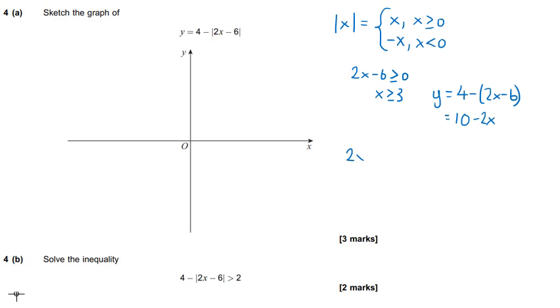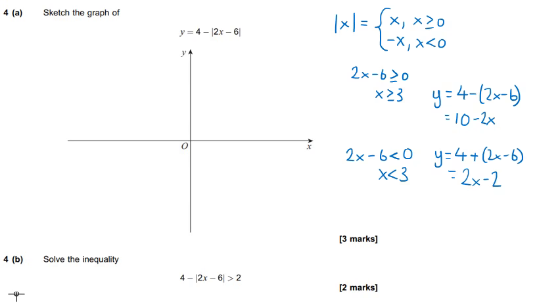In the other case, where the argument of the modulus is less than 0, which means that x is less than 3, then the definition of the modulus is that we put a minus sign in front. So we're going to get minus minus, so that's plus (2x minus 6). And if we simplify that, we just get 2x minus 2.